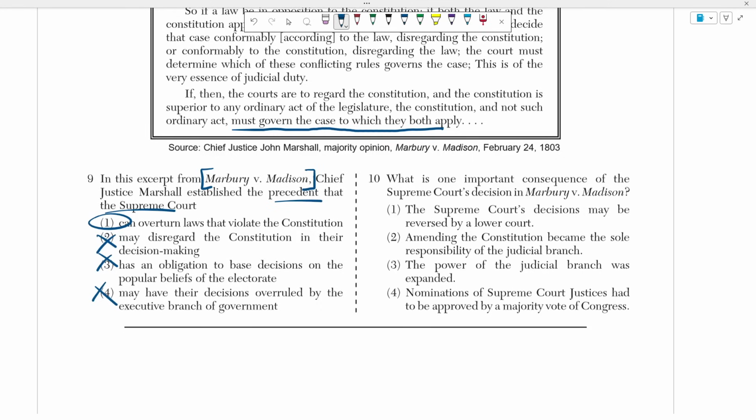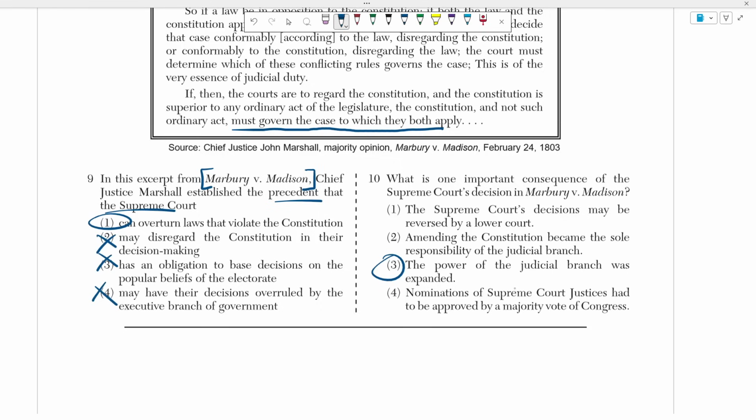All that said is it gave the Supreme Court a crazy amount of power. So 10 says, what is one important consequence of the Supreme Court's decision in Marbury v. Madison? Well, the power of the judicial branch was expanded. The judicial branch, the Supreme Court, is the only part of America's government that can just invalidate a law.